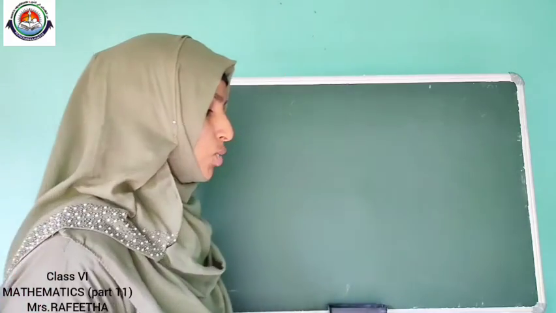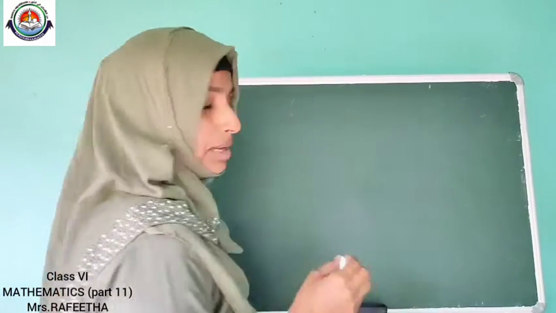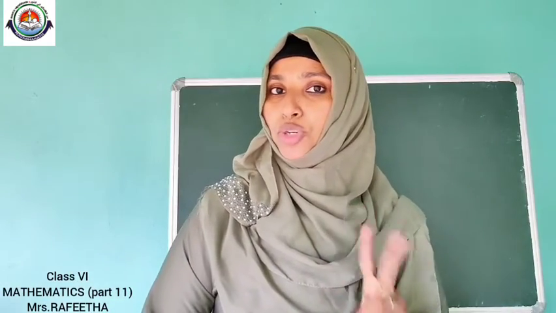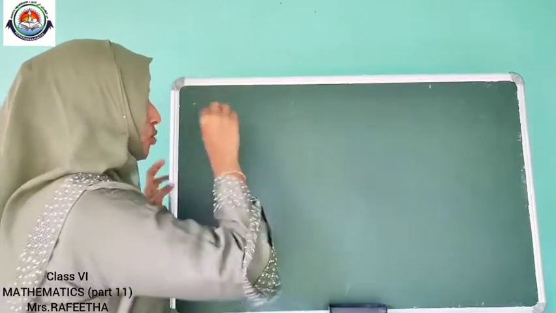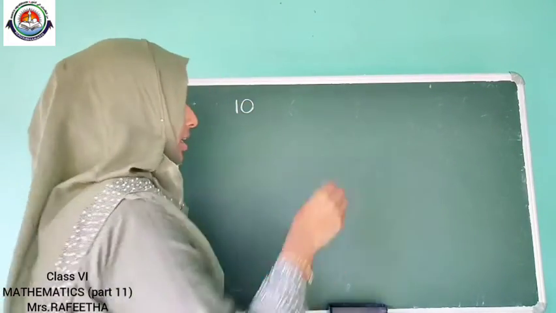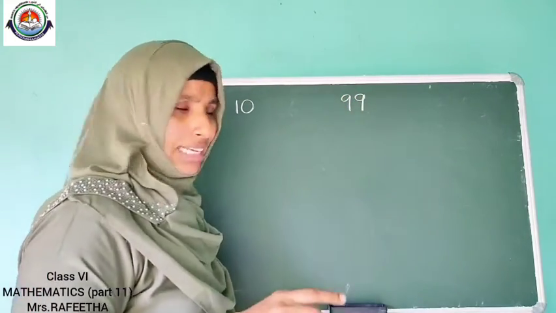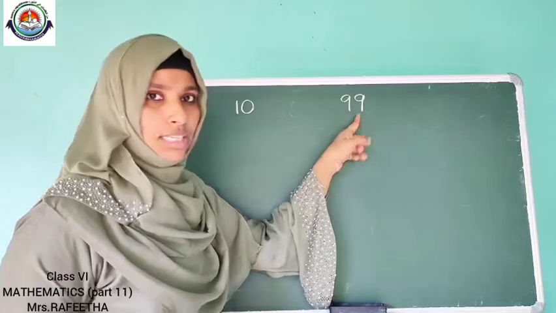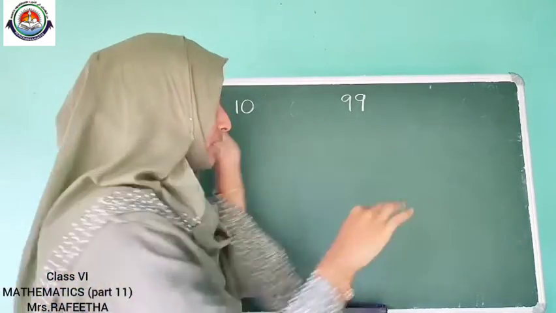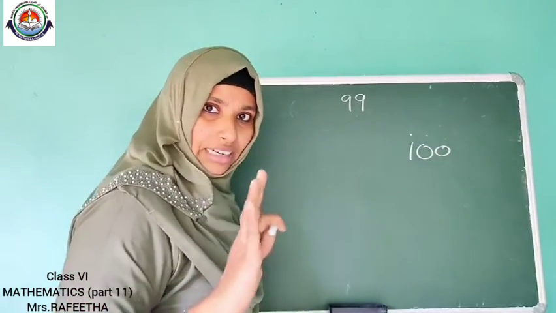Exercise 2.2, 7th question: Find the difference between the largest 6-digit number and the smallest 5-digit number. Before that, I want to ask you one thing. Which is the smallest 2-digit number? The smallest 2-digit number is 10, and the largest 2-digit number is 99. That we know. If 1 is added to this, it will be 100, which is a 3-digit number. 100 means 1, 2, 3. Three digits are there, right?